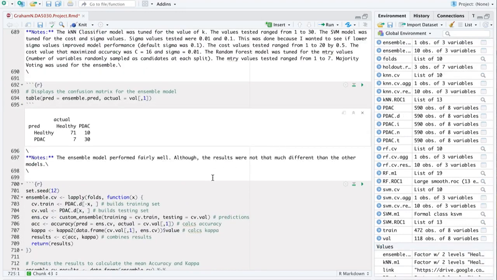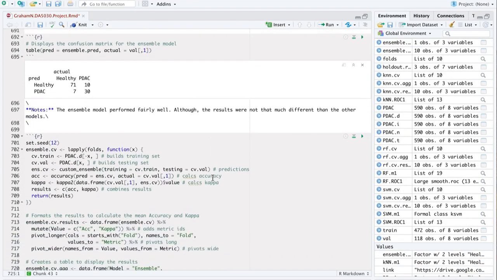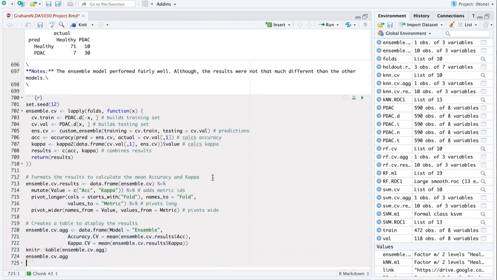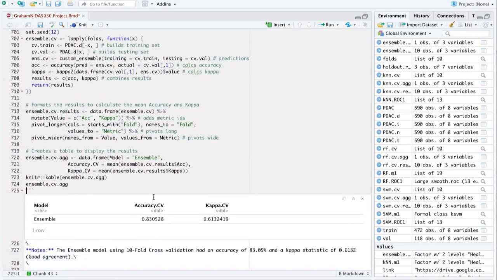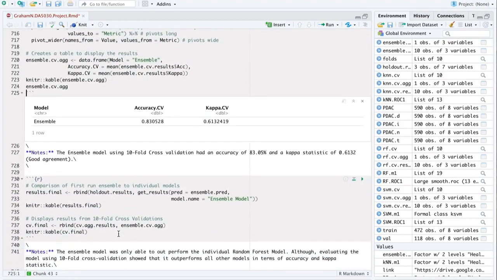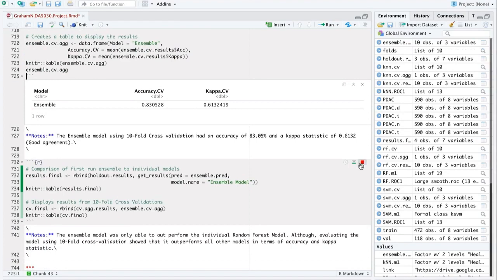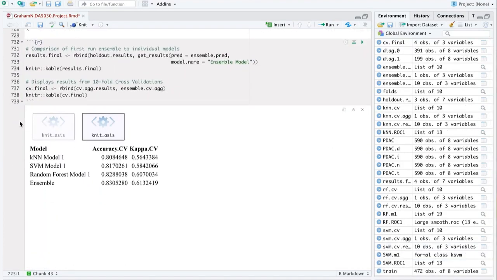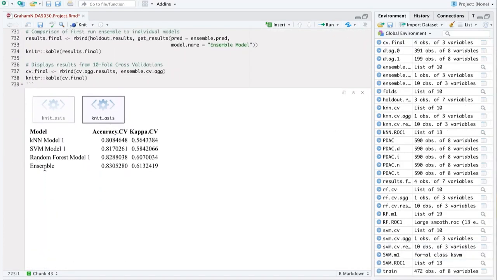The first run through of the ensemble model did not provide as high of results as I was anticipating. But then I ran a tenfold cross-validation, and it was determined that it actually did have a higher accuracy and kappa statistic on average than the other models. As you can see, the ensemble model is higher than the other three.